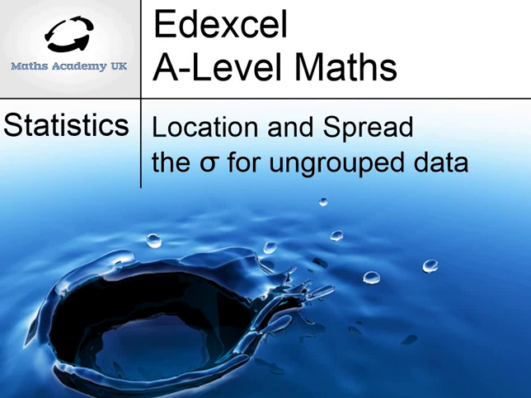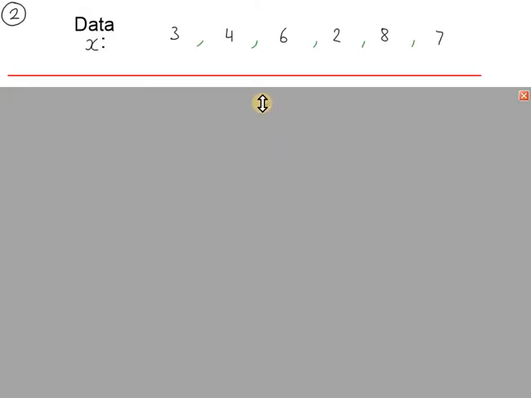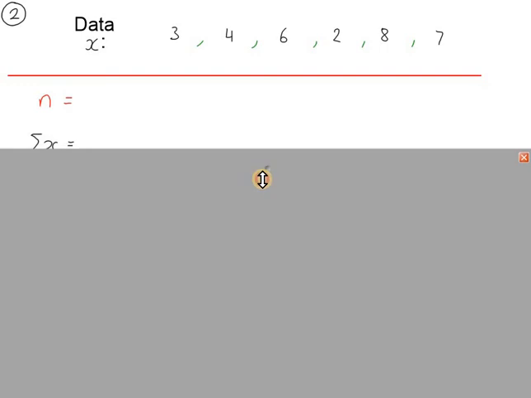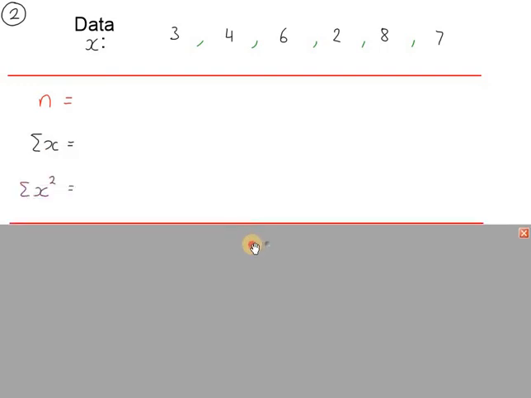Measures of location and spread, the standard deviation for ungrouped data. Example 2, we want to work out the standard deviation for this data. So there's a method which involves some summary statistics first. So we need to work out the sum of all these data values.